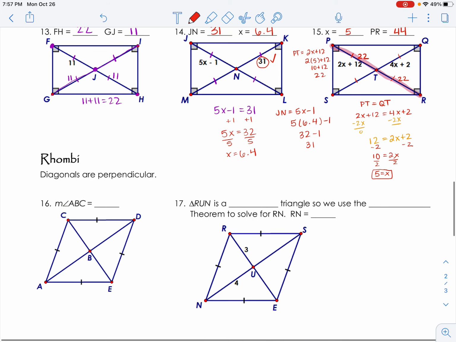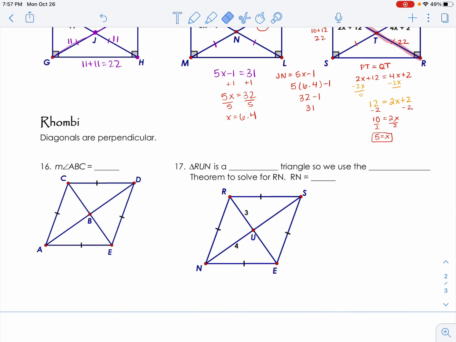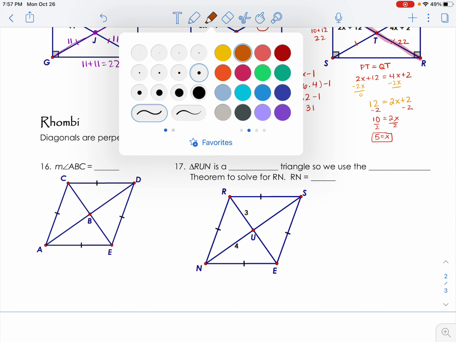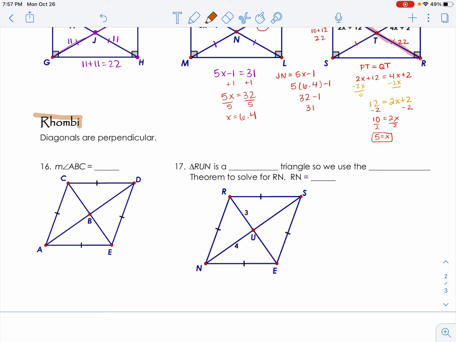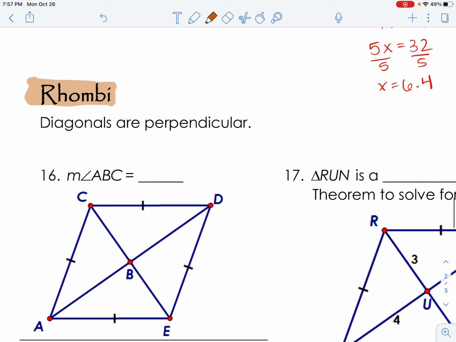All right, now in this last section, we are going to look at the rhombus, or the plural of rhombus is rhombi. Kind of like a radius is radii. Rhombus, rhombi. Now, the property that we're going to use here is that the diagonals are perpendicular.